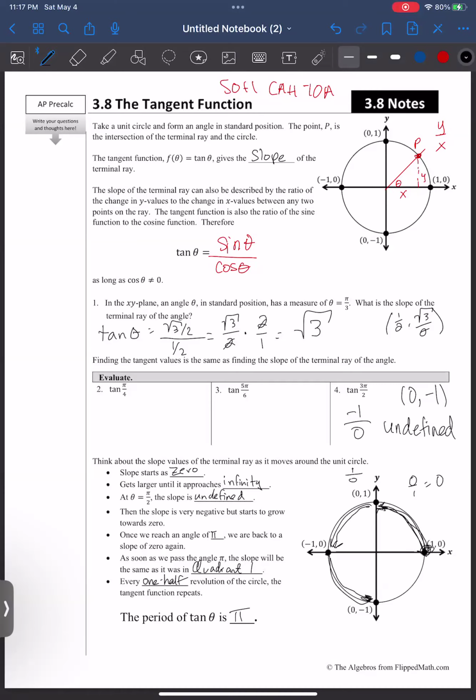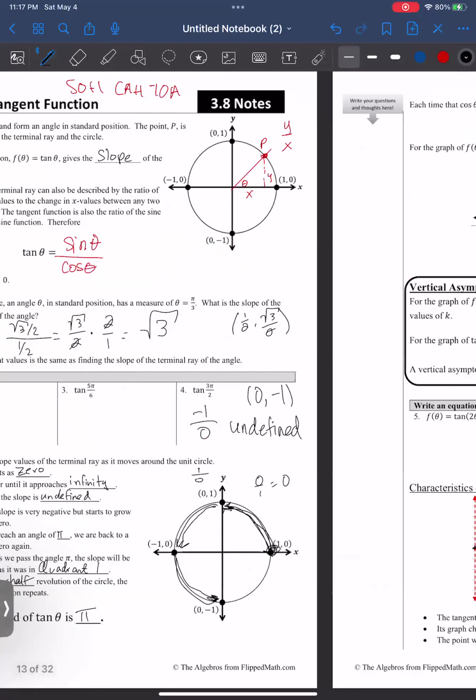I know that this probably makes no sense, but remember that when we do these on the graph, your x values are in terms of pi. Your x values are no longer just whole numbers.